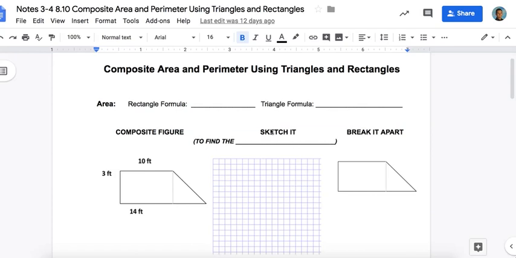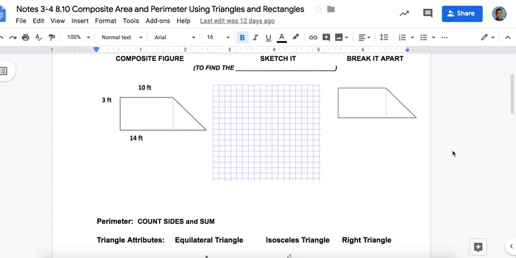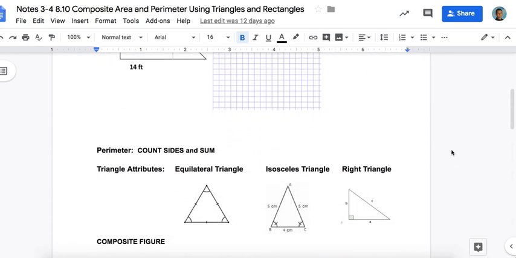Welcome to my part 2 video on composite area and perimeter using triangles and rectangles. The other day we looked at composite area of triangles and rectangles. Now we're going to look at composite perimeter using triangles and rectangles.